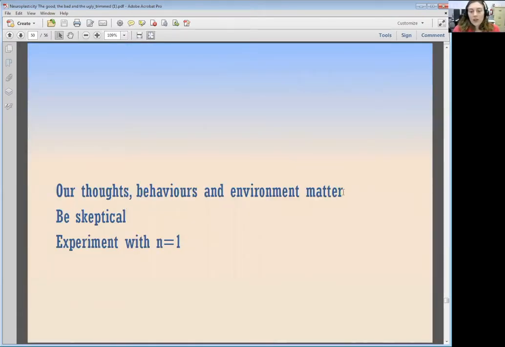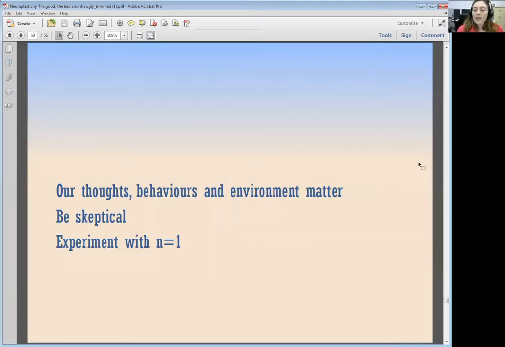So one of the biggest things I would say is that our thoughts, behaviours and environment really matter. So as you can see, everything you take into your brain and everything you then do creates pathways. The more we do something, the stronger that pathway becomes. So we want to make sure the things that we're experiencing and doing are creating pathways that we want to be created.